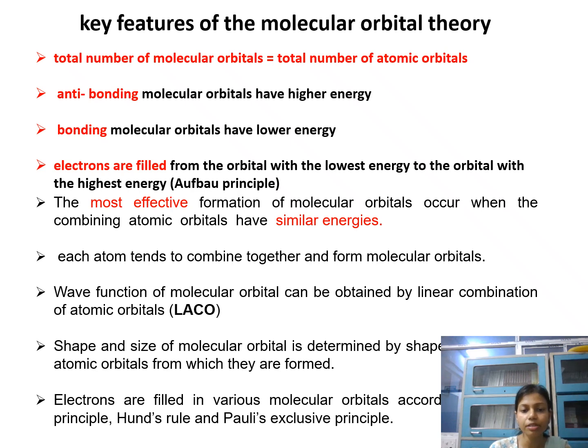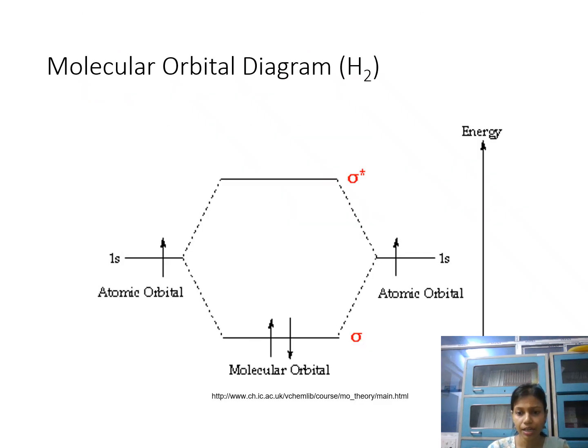And Pauli exclusion principle, what is that? In one molecular orbital, 2 electrons cannot have the same spin. They should have the opposite spin. That is Pauli exclusion principle. So all these 3 principles will also be followed for electrons filling up molecular orbitals. Okay, right? So I hope you understood the main features of molecular orbital theory.